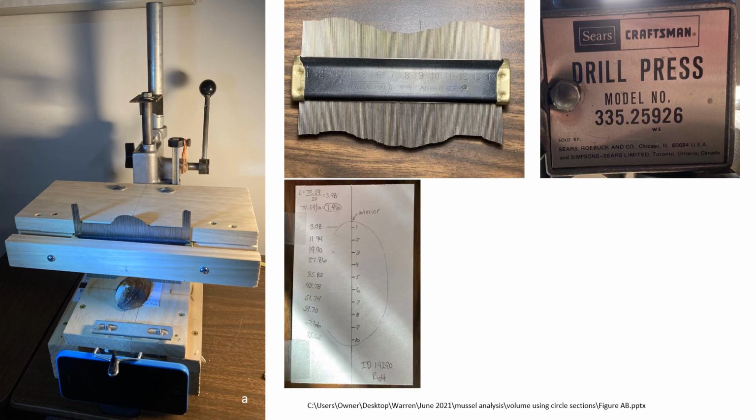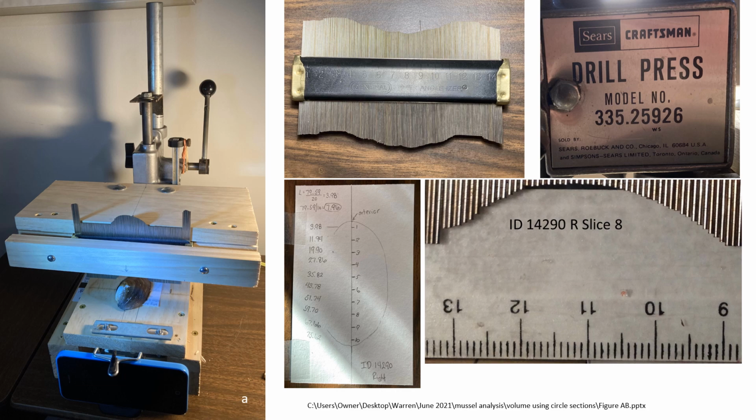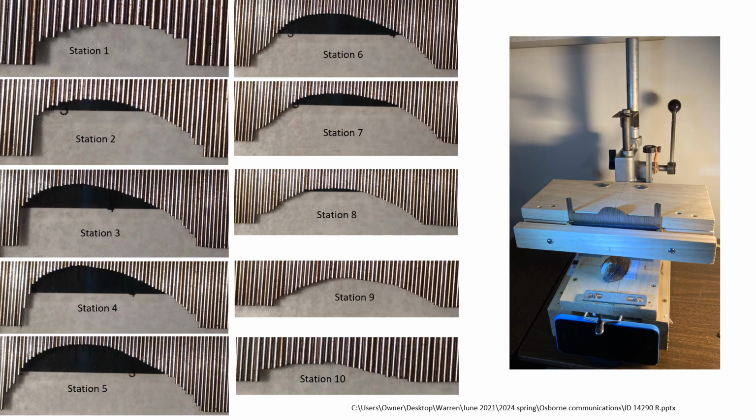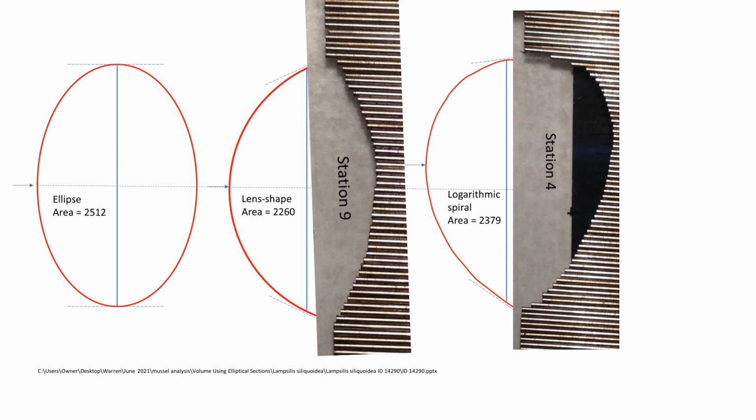I drew a picture on a card so I could capture the shapes at each of 10 equally spaced stations. An old cell phone captured images of the deflected wires. 10 trials along the length of this valve revealed the shapes at each station. Some of the stations look like either an ellipse or a lens. They're more or less vertically symmetrical, like station 9. Others are skewed more toward the dorsal side, like station 4, which sure looks like a log spiral to me.